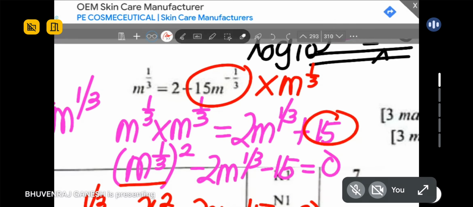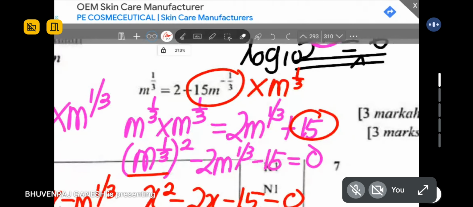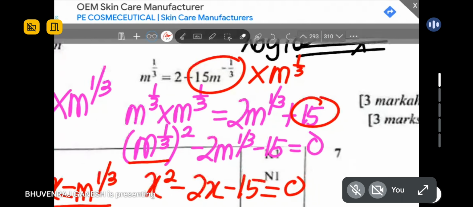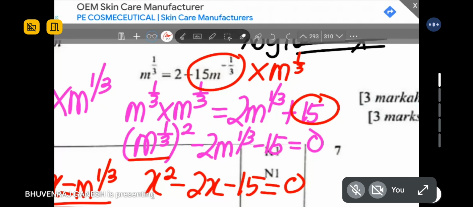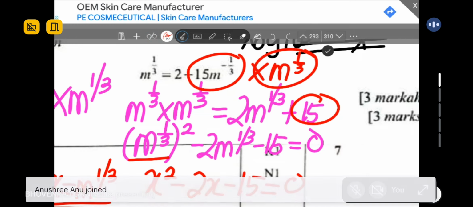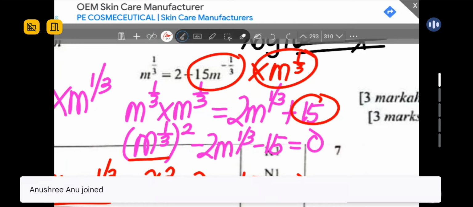How do you get the idea to eliminate m power negative 1 over 3? This one comes from experience, guys. There is no real reason. It just makes it easier to solve the question. That's all. Dia tak ada sebab sebenarnya kenapa kena kali dengan yang ni. Okay, ini hanya untuk memudahkan proses penyelesaian sahaja. It just makes it easier.